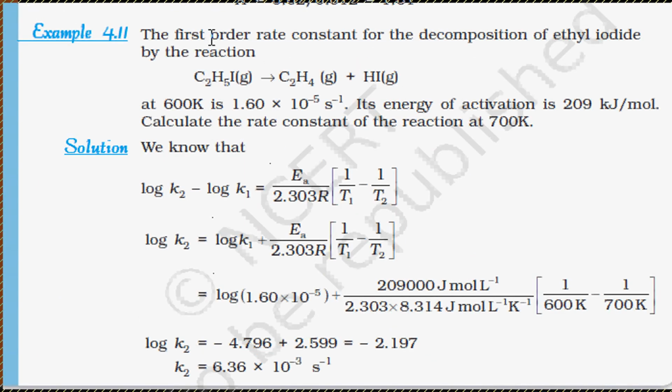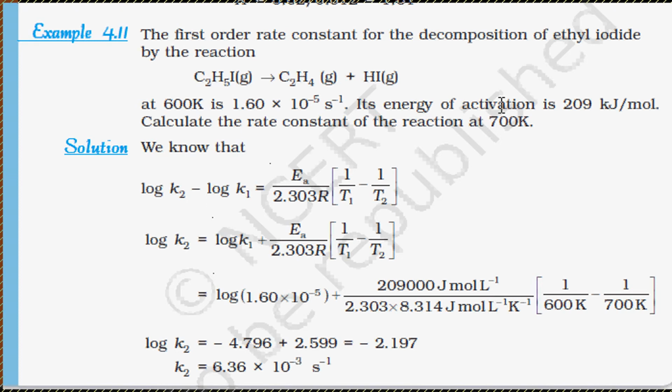Example 4.11. The first order rate constant for the decomposition of ethyl iodide by the reaction C2H5I gives C2H4 plus HI at 600 Kelvin is 1.60 into 10 raised to minus 5 per second. Its energy of activation is 209 kilojoule per mole. Calculate the rate constant of the reaction at 700 Kelvin. So here in the question you are given T1 and T2, that is 600 and 700 Kelvin.